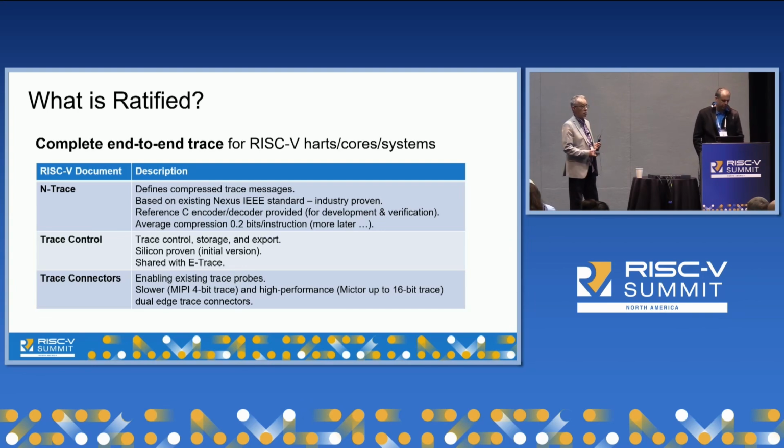The second document to be ratified is the trace control spec. This documentation provides the register definition for each component that can make up a trace ecosystem. Since this document is shared with eTrace, there will be some registers or bits which do not apply to the N-Trace-based system, and the details of what's supported can be found in the N-Trace document itself.